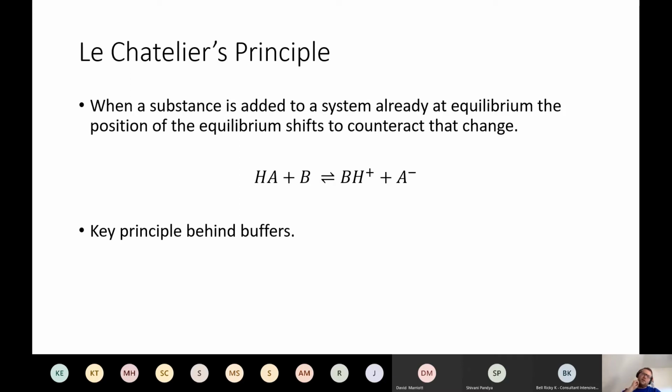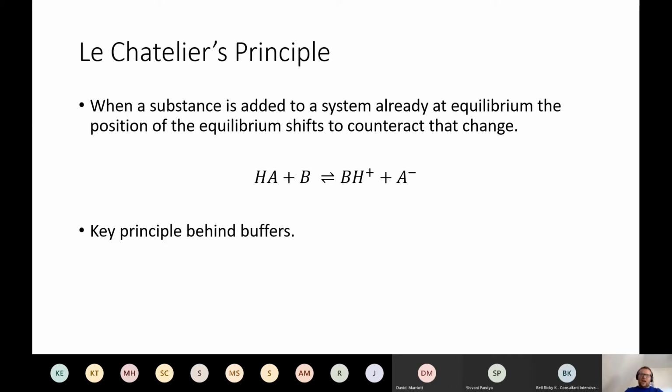So the next part of my talk, I'm going to go on to talk about buffers. And the key principle that underpins how buffers work is Le Chatelier's principle. And what Le Chatelier's principle states is when a substance is added to a system already at equilibrium, the position of the equilibrium shifts to counteract that change.